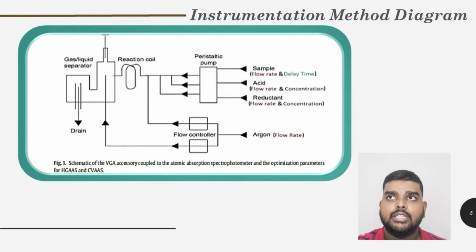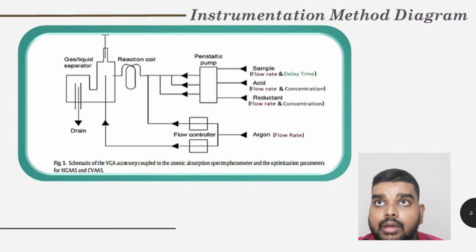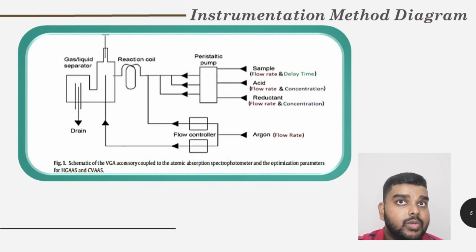Based on the diagram for the instrumental method, this is the schematic of the VGA accessory coupled with the AAS spectrometer for the optimization of parameters of the hydride generation AAS and cold vapor AAS. Basically we can focus on the peristaltic pump, whereby the sample, acid, and reductant are placed and flowed simultaneously into the peristaltic pump, and the argon gas, with its flow rate, is introduced into the flow container, which is directed into the gas and liquid separator and the reaction coil. From that we can obtain the absorption spectrum.